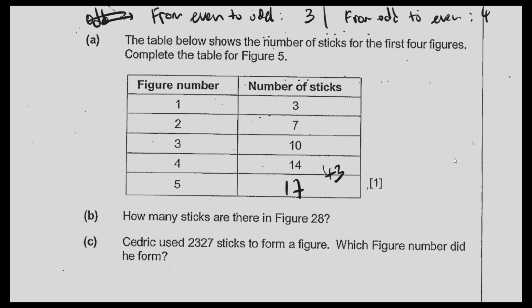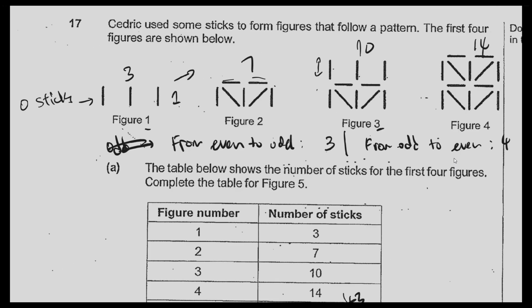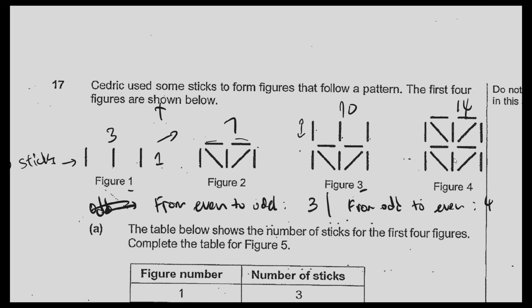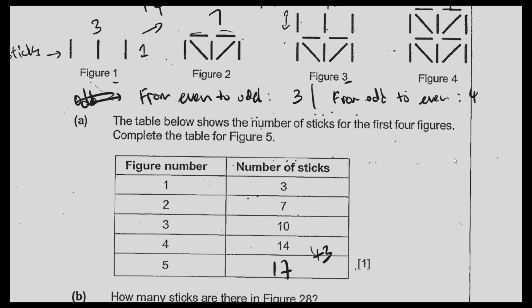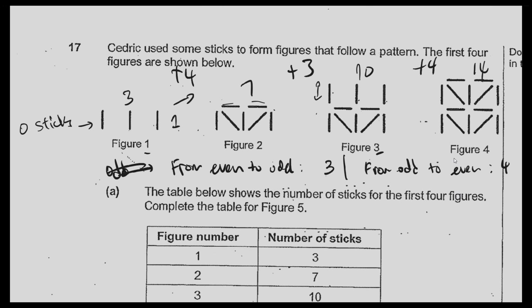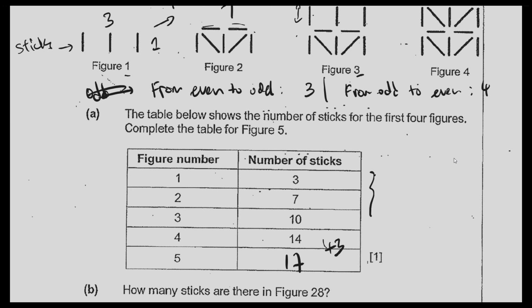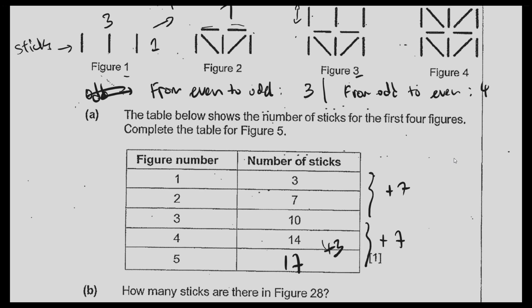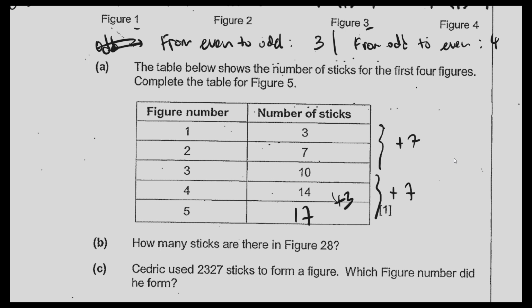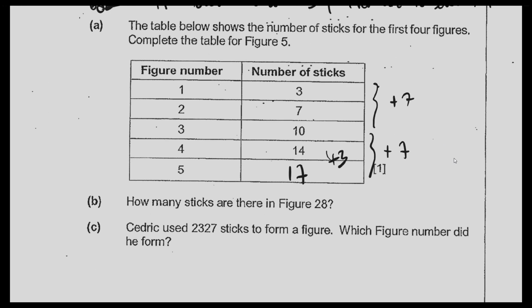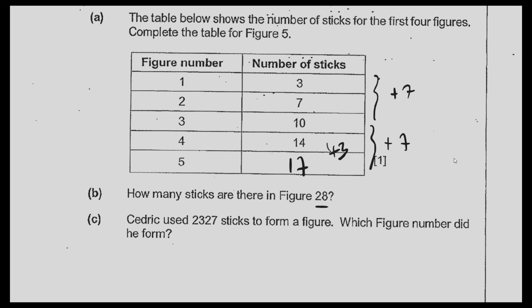So we realize that if we group, because this is plus 4 and this is plus 3 and this is plus 4, etc, etc, right? Dot dot dot. It goes on and on. For these sort of alternating patterns, it's really good to group them into like this. For example, this whole chunk is plus 7. This whole chunk is plus 7, right? So for figure 28, right?